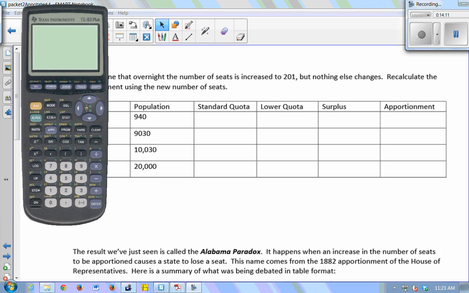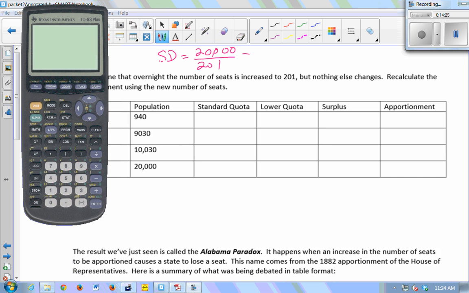All right, so let's just go through this together. We need a new standard divisor, right? If we change the number of seats, that's going to change our standard divisor, which is now 20,000 people divided by 201 seats. So I get 99.5. We'll leave it like that.